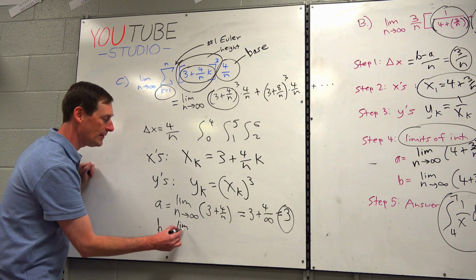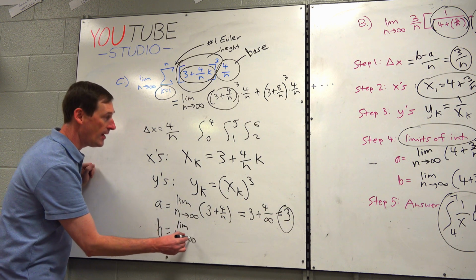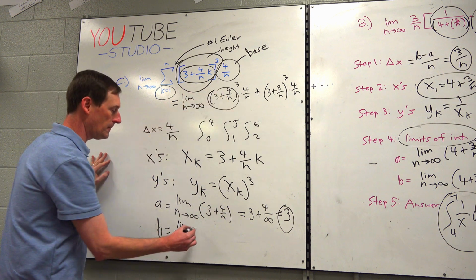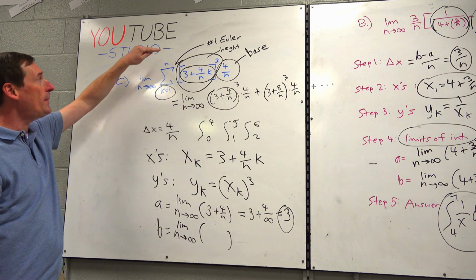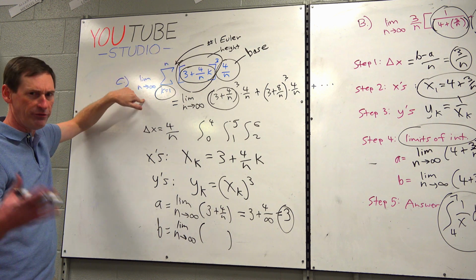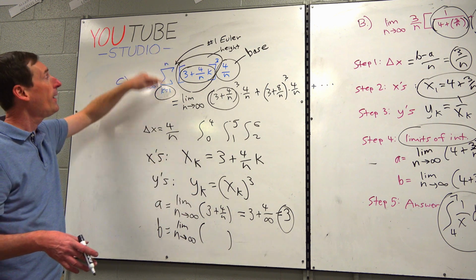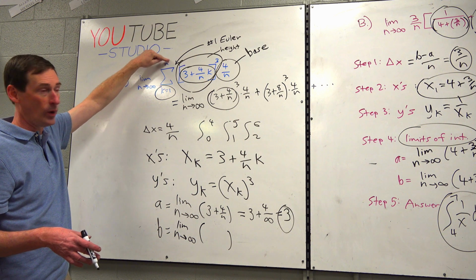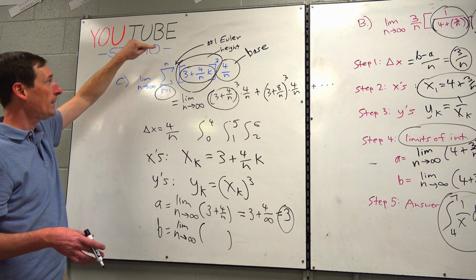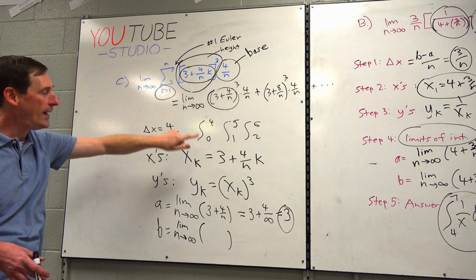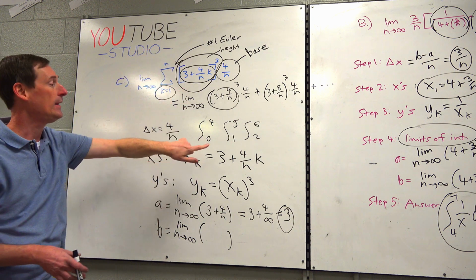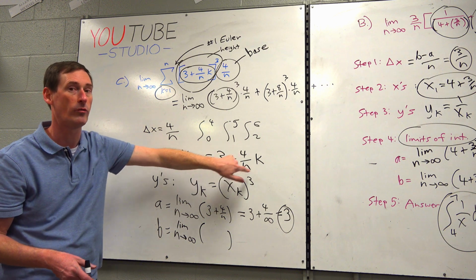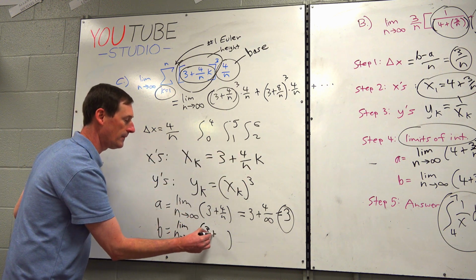Let's do the final limit of integration, the upper limit. It starts at k equals 1. Where does it stop? At n, which is really going to infinity, but we got that covered with the limits. It's going to stop at n, or whatever they put on the top. Take n, put that in for k. X sub n, last stop, is 3 plus 4 over n times n.